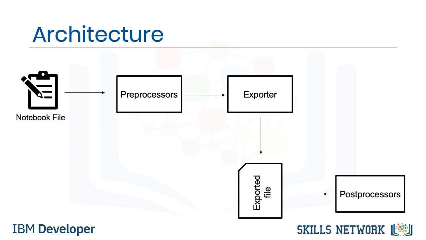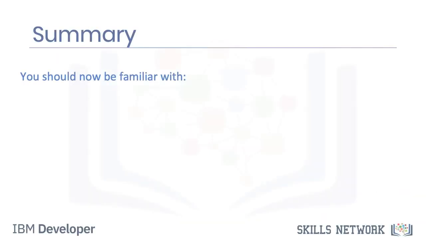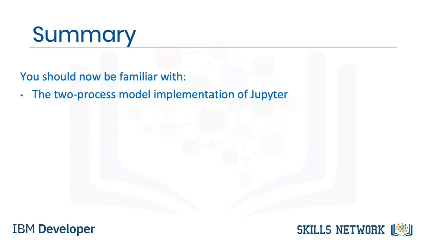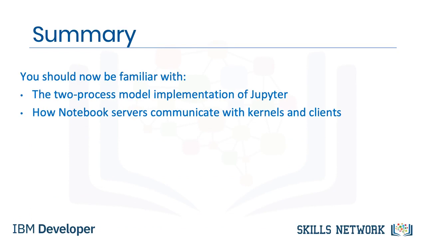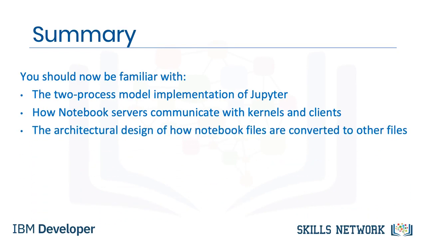After conversion, when you give the URL of the HTML file, it first fetches the notebook, converts it to HTML, and displays the file to you as an HTML file. You should now be familiar with the two-process model implementation of Jupyter, how notebook servers communicate with kernels and clients, and the architectural design of how notebook files are converted to other files.